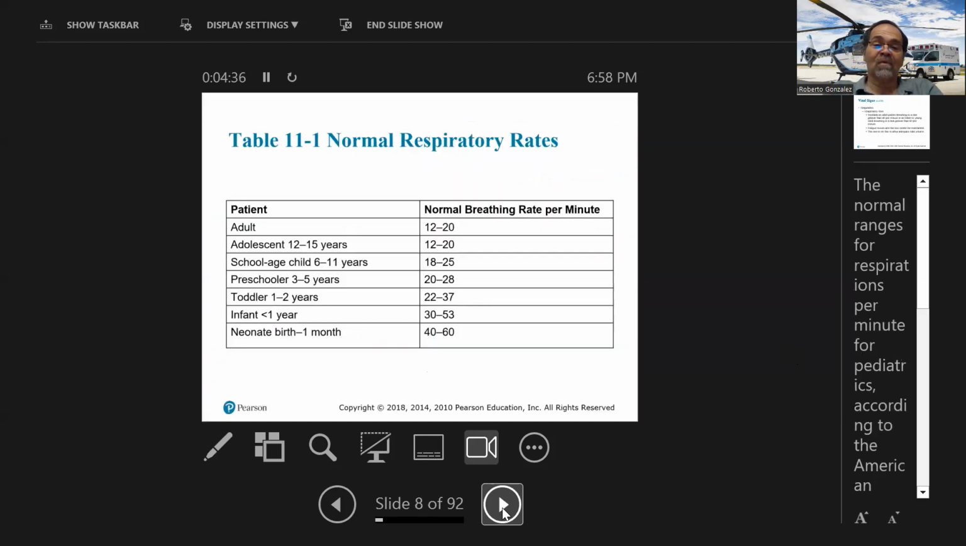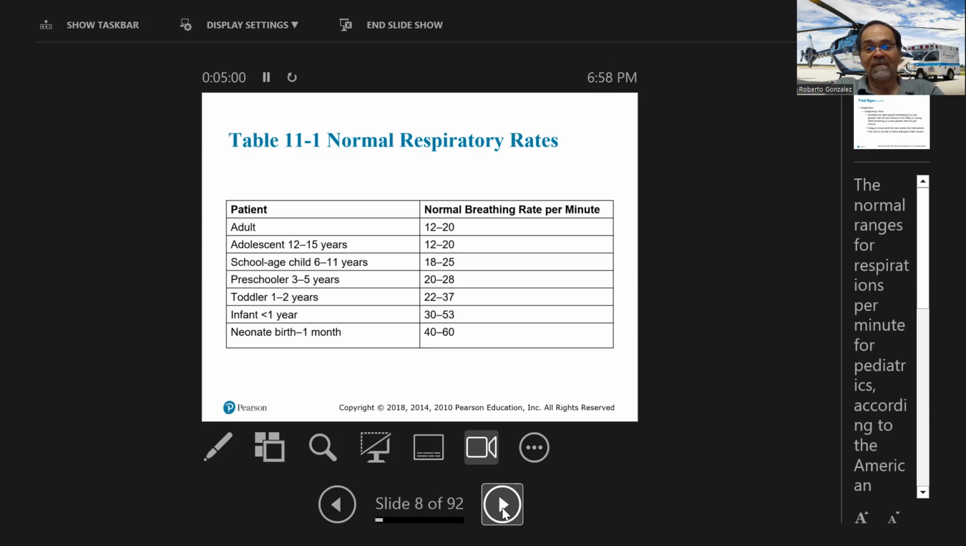And here you have normal respiratory rates for different age groups. For adults, it's 12 to 20. For adolescents, 12 to 15 years of age, it's 12 to 20. School age children, 6 to 11, respiration should be 18 to 25.